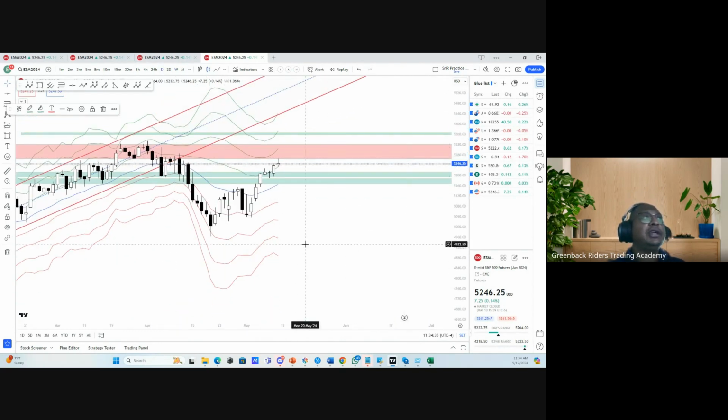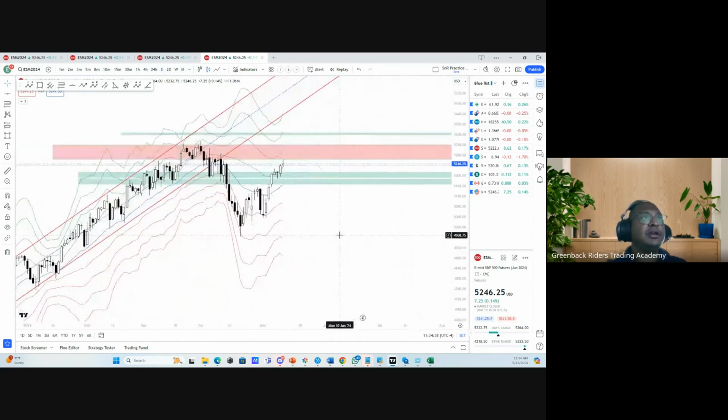Now let us go to daily. This will make it more interesting. We are still above the 1 standard deviation on daily. Now, this is the last time frame where I use the Bollinger Band.